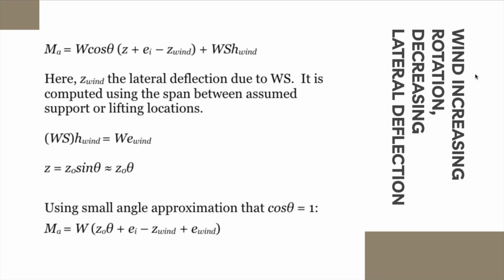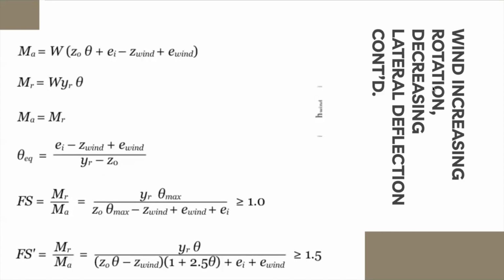The next two slides will outline the derivation of the equilibrium equations due to wind increasing rotation and decreasing lateral deflection. So here we're given the new MA, or active moment equation, and then MR is the resisting moment equation. The equilibrium angle can be found by setting MA equal to MR and then solving for the angle. Fs and Fs prime can be found by dividing the resisting moment by the active moment.